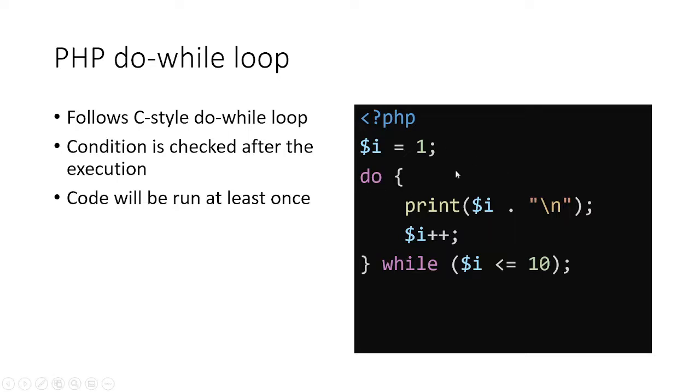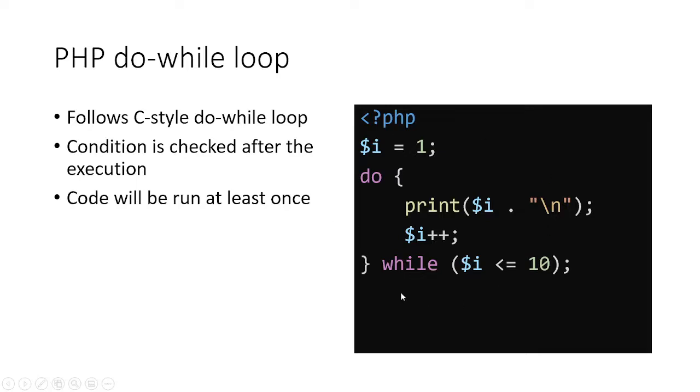So when it starts, the expression is not evaluated. It's evaluated later. And if, for example, let's say I is equal to 11, this print statement and increment will be run. But when it comes to the expression check, it will be false, and therefore it will jump out.